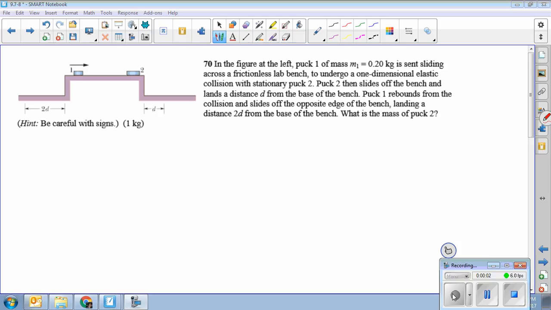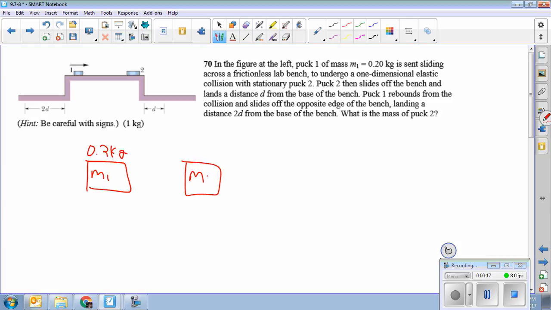All right, this is problem number 70 from chapter 9 of the Halliday and Resnick textbook. We've got these two blocks, right? So here we go. We've got mass number 1, which is 0.2 kilograms. And we've got mass number 2. Do we know what mass 2 is? We don't. That is what we're trying to find.